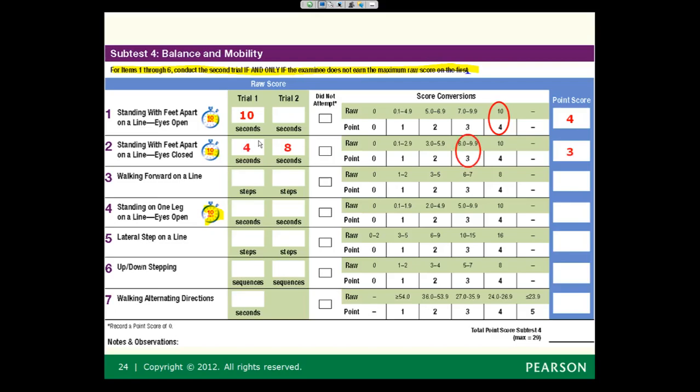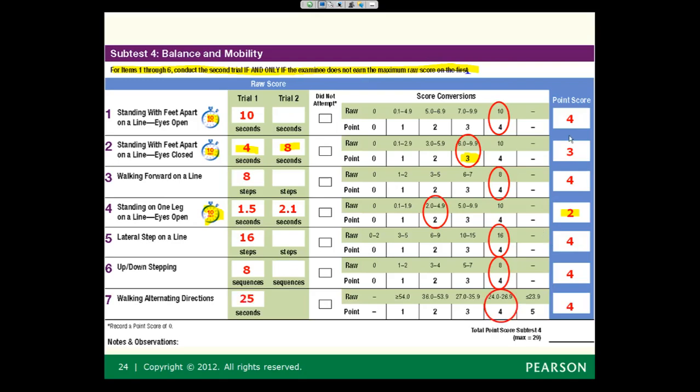For doing the same task with her eyes closed, she was only able to stand for the first one for 4 seconds and the second one for 8 seconds in the second trial. So that corresponds to a score of 3. She was able to walk forward 8 steps on a line. The first trial, she was able to stand on one leg on a line with her eyes open for only 1.5 seconds and 2.1 seconds in the second trial. So that only corresponds to a score of 2. She was able to make 16 lateral steps on a line, walk up and down stairs for 8 sequences, and walk in alternating directions for 25 seconds.